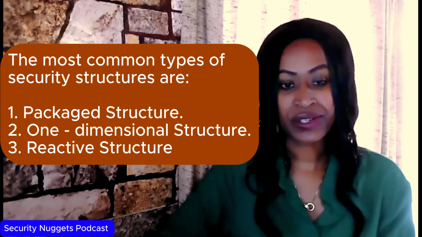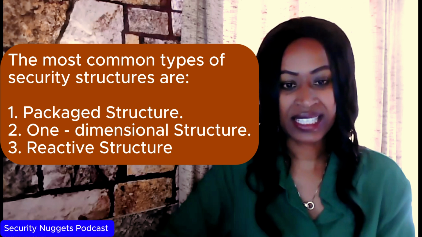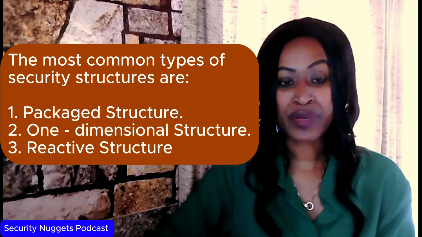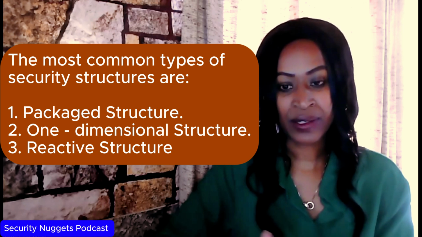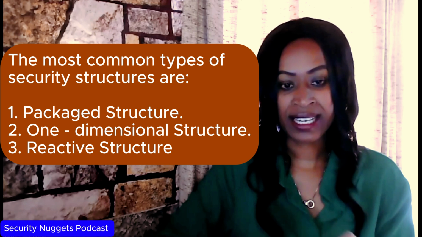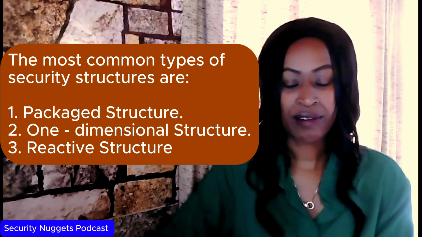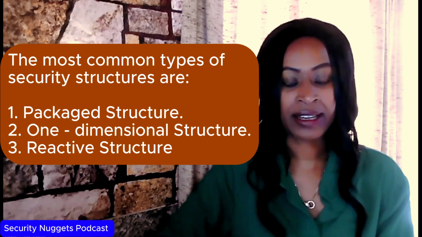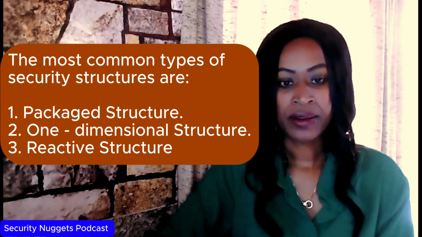The third structure is the reactive structure. In this structure, organizations add security systems upon a need basis after there is a loss incident or a loss event. All right, so after every loss incident, that is when the organization implements security measures to avoid the loss from recurring again. Okay, so it's very reactive in its approach, okay?